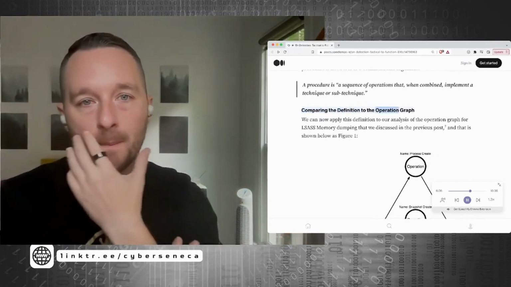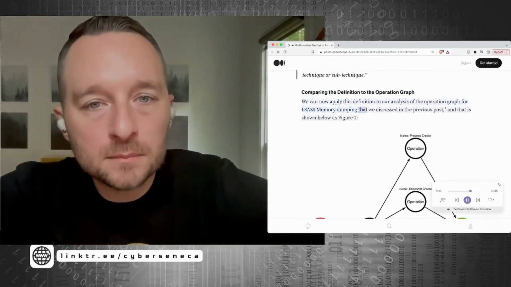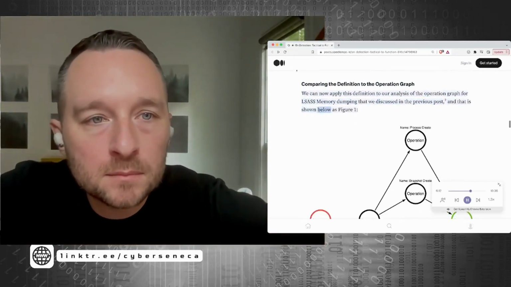Comparing the definition to the operation graph. We can now apply this definition to our analysis of the operation graph for LSASS memory dumping that we discussed in the previous post and that is shown below as figure 1.